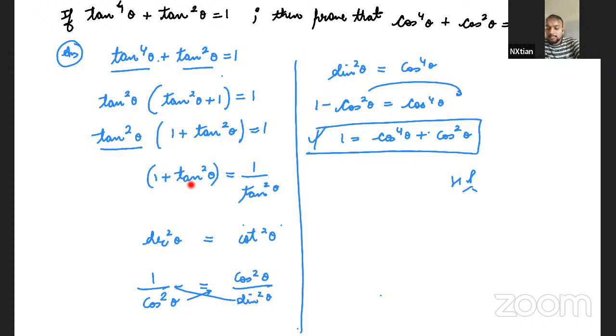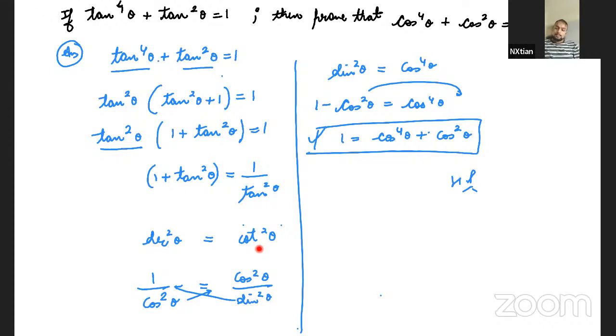Now 1 plus tan square theta, what is the identity? What is the identity of 1 plus tan square theta? Sec square theta. Okay, sec square theta. And 1 upon tan square theta can be written as cot square theta. So it means that I got this relation, which is sec square theta is equal to cot square theta.